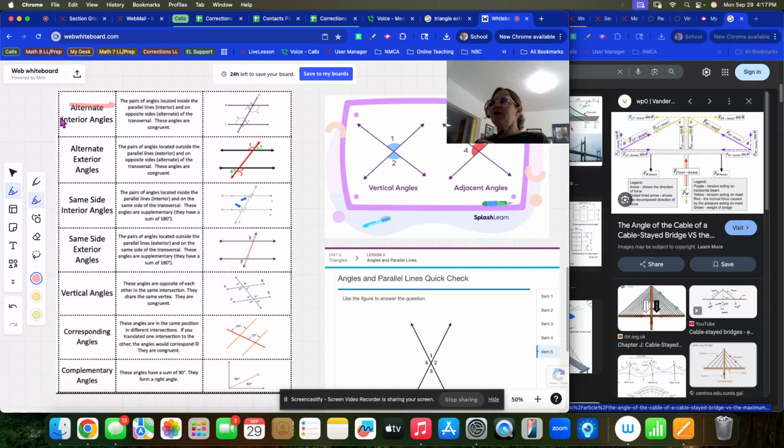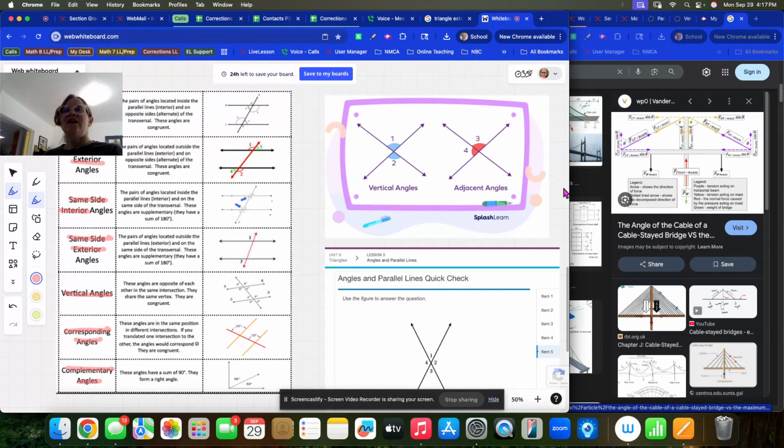We've got the alternate interior, alternate exterior, same side interior, same side exterior. We've got vertical angles, corresponding angles, and complementary angles, okay? And then the other one that they didn't talk about yet: the adjacent angles. That's another angle pair that we want to be able to understand.